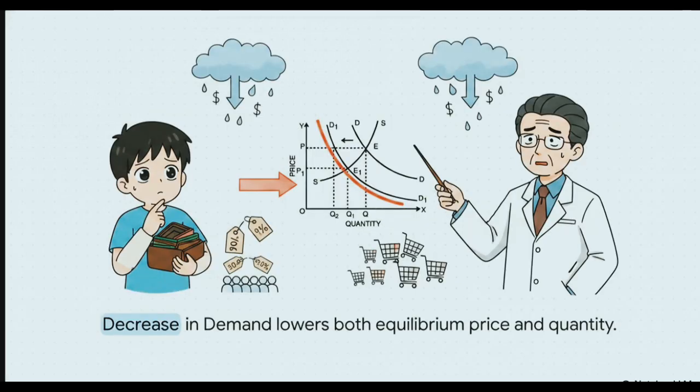Now, second scenario, the exact opposite. Suppose incomes fall. The demand curve basically loses power and shifts to the left, from D to D1. Now supply completely exceeds demand.